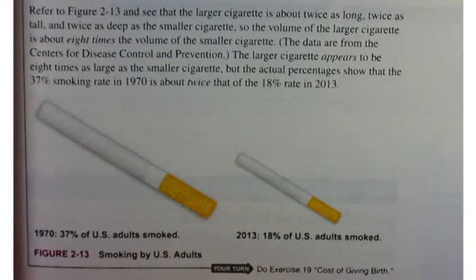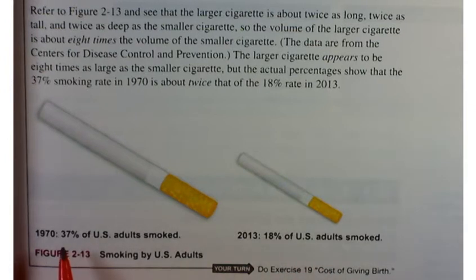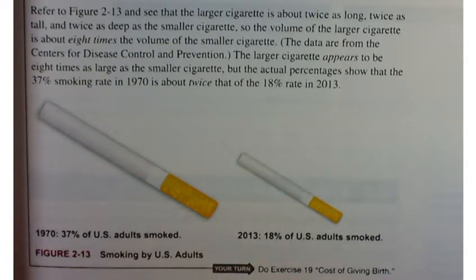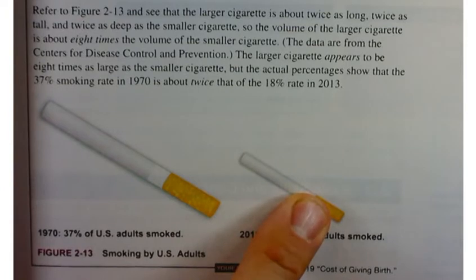Let's go down to a misleading graph that relies on pictures. In 1970, 37% of U.S. adults smoked. That percentage had dropped to about 18% in 2013. Roughly speaking, at a first pass, if you compare this divided by this, roughly speaking, rounded off, what would you get? Yeah, about 2. All right, so this is about twice as much. Is this cigarette here, is that twice as big as this one?